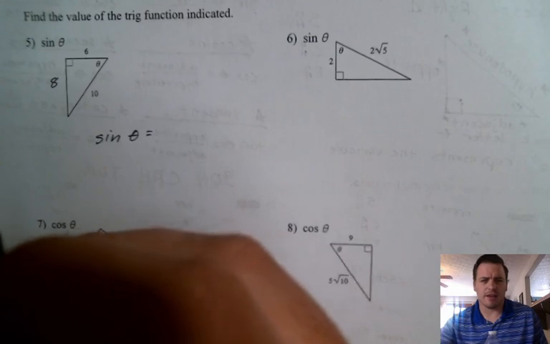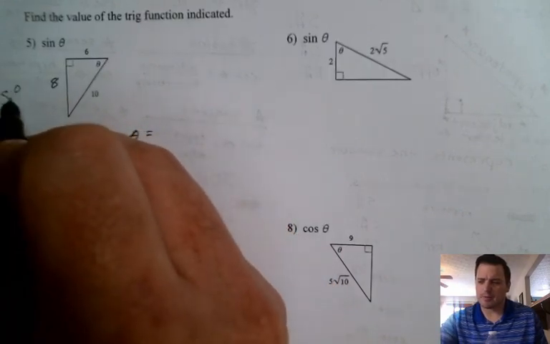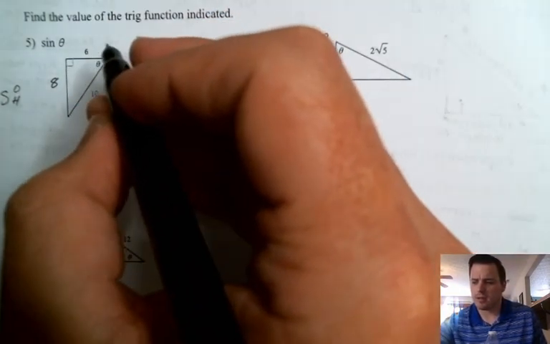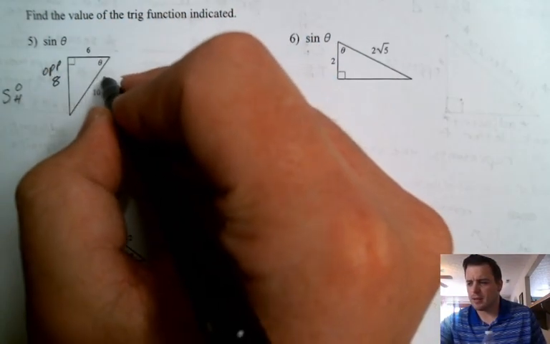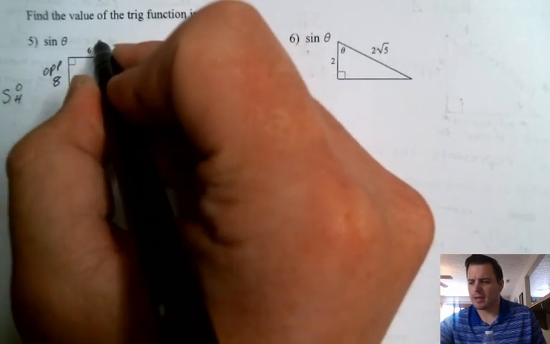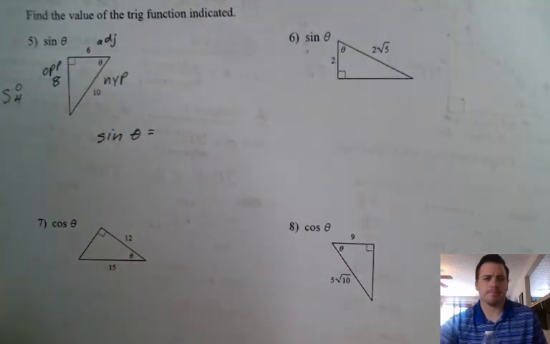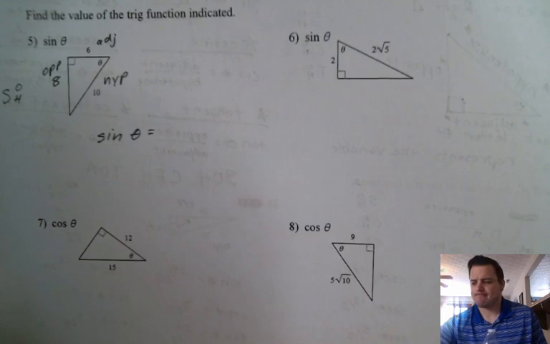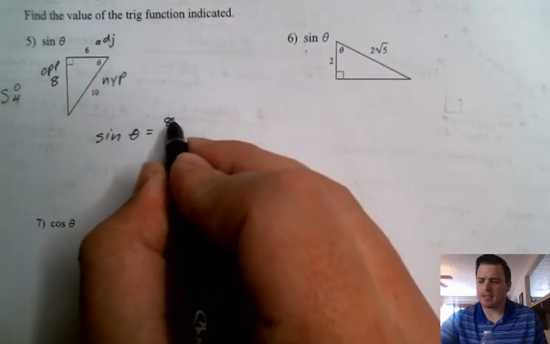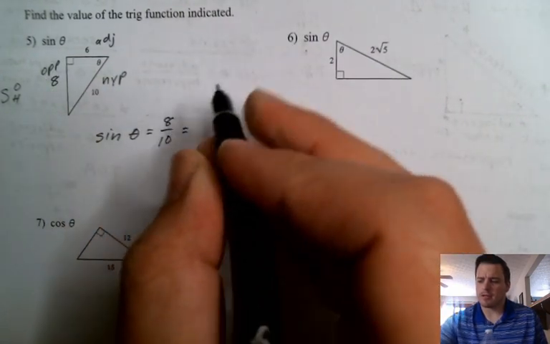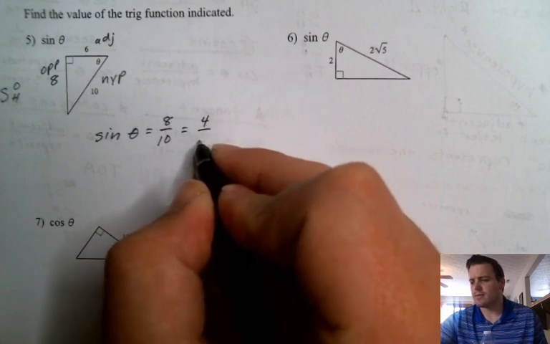So sine theta of this triangle, sine is opposite over hypotenuse. So I normally label, just to make sure I'm good, opposite, hypotenuse, and adjacent. So sine is opposite over hypotenuse, which is 8 over 10, which is equal to 4/5.